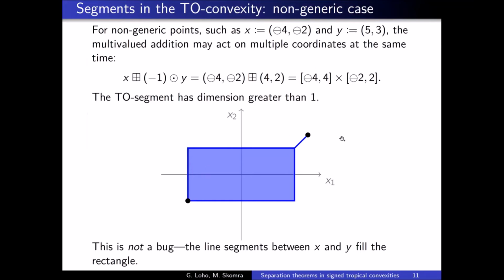And now you may say, well, it looks like a bug. It shouldn't be like that. The segment shouldn't have dimension greater than 1. But this is actually not the case. Because if you look at all of the lines between those 2 points, then there are many such lines. So for instance, this is one line between those 2 points. This is another line fragment between those 2 points. And there are actually many, many lines that connect these points and pass through this rectangle. And actually all of these lines will even fill in this rectangle. So it is quite reasonable to say that the convex hull of these 2 points should contain all of these line segments between those 2 points.